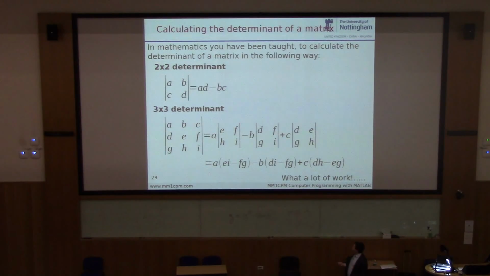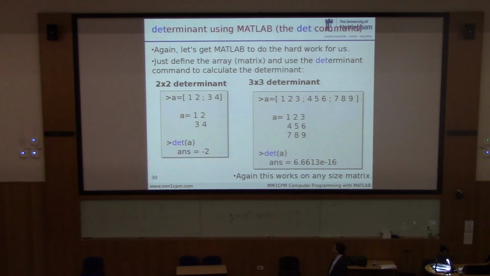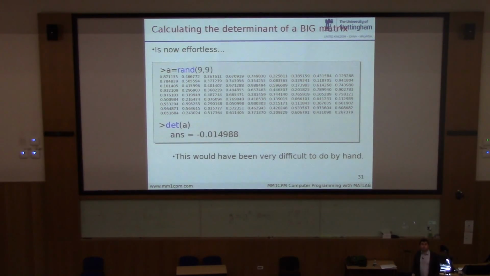So MATLAB comes along and makes your life much easier with a det command to calculate determinants. So all we need to do now, if we want to calculate a determinant of a matrix, is define it and type det A, and it gives us the answer. Easy. Works with a 3 by 3. Also works with a 9 by 9 with no effort at all. So as long as you can write the matrix, you can now do the mathematical operations on it in MATLAB. And I couldn't do that by hand at all.